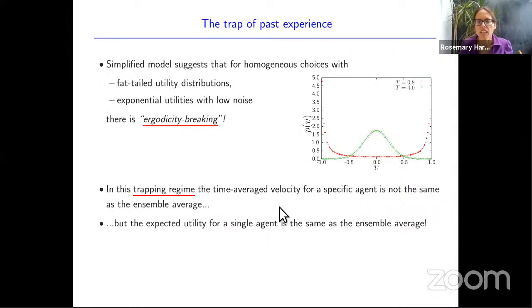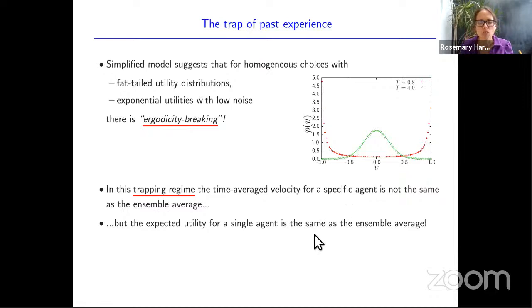So this simplified model suggests that for homogeneous choices, if you have fat-tailed utility distributions or exponential utilities with low noise, you have a kind of ergodicity breaking, a trapping, where the time average velocity for a specific agent is not the same as the ensemble average. If you're in this red situation, then a specific agent will have time average velocity -1 or +1, but the ensemble average will be 0. But it doesn't matter, because in this homogeneous case, all the choices have the same average value of the utility, so it doesn't really matter whether or not you're trapped.